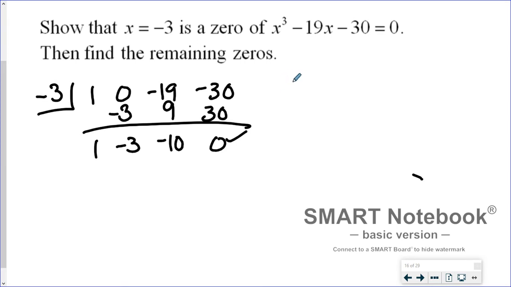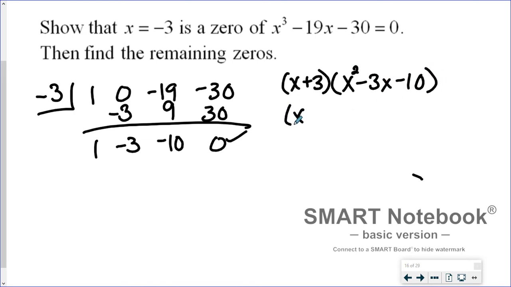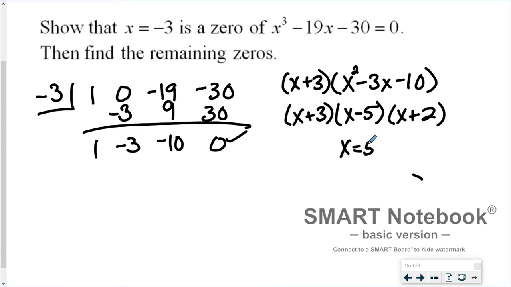All right, so now I know that I have x plus 3 and x squared minus 3x minus 10. Well, that will be an easy one to factor. Since the leading coefficient is 1, you don't really have to go through that whole trash can method, although of course it will work. All right, but in this case we're going to get x minus 5 and x plus 2. So that means my remaining zeros are x equals 5 and x equals negative 2. Done.